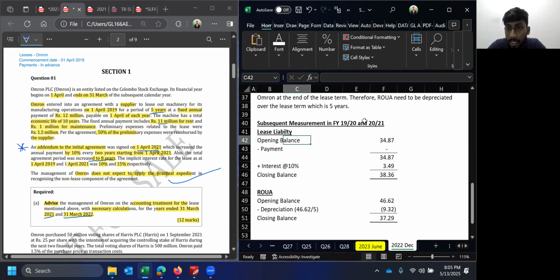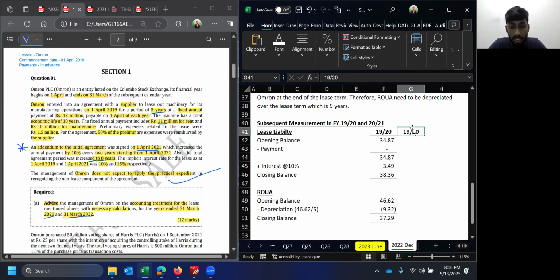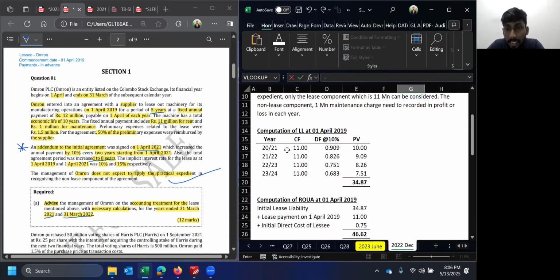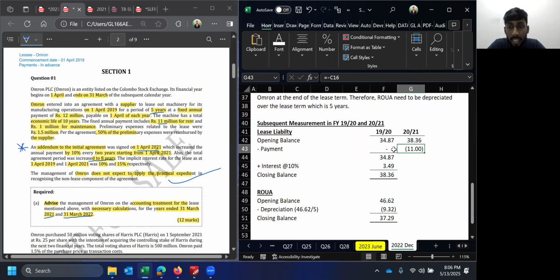Okay, let's put it in this same table. So this is 1920. This is 2021. I had 1st April 2020 in my head, but it's 1st April 2021, that is good. So for the next year, for lease liability I have 38.36. Now I have to deduct the payment, right? Here the 11 million. Now I have to deduct the payment of 11 million. Right?